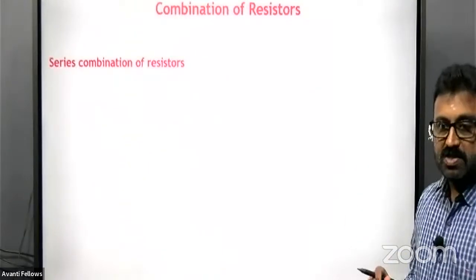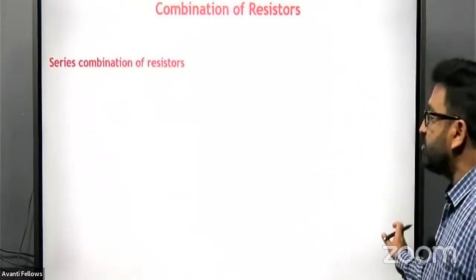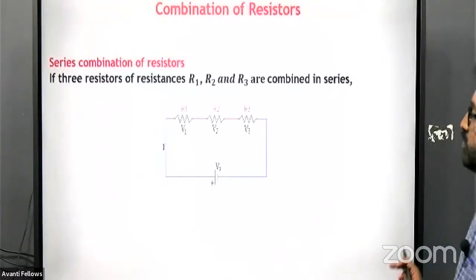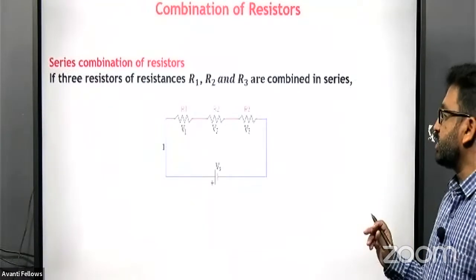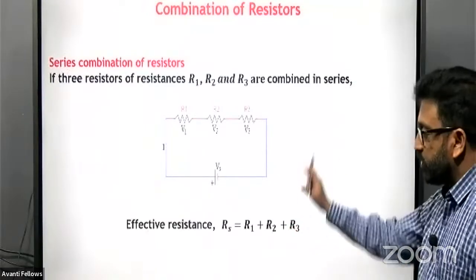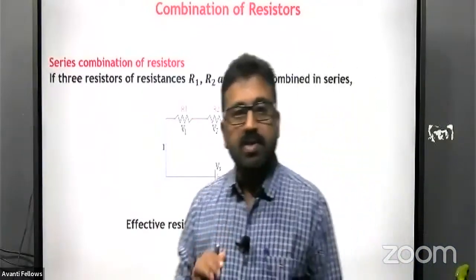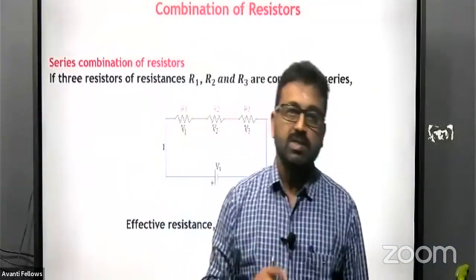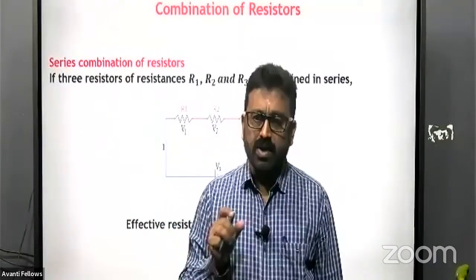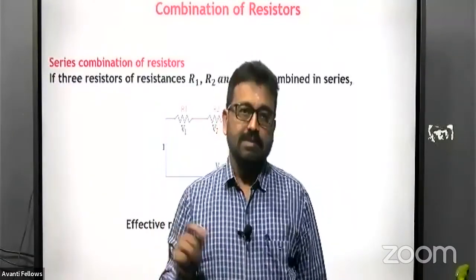Now, the combination of resistors, of course, this is not included in your class 12 syllabus. Still, we need to have a basic idea, because without this, we cannot proceed. So if 3 resistors R1, R2, R3 are combined in series, then the effective resistance will be the sum of the individual resistors. If 3 resistors are there, then R1 plus R2 plus R3. If 3 resistors of 2 ohms are connected, then 2 plus 2 plus 2, it will be 6, like that.